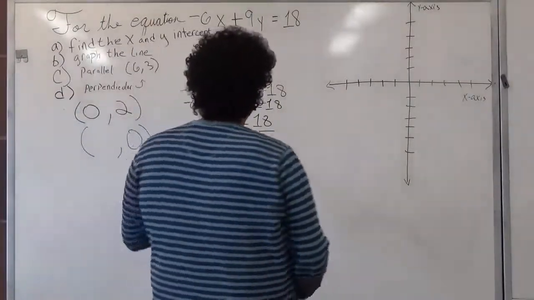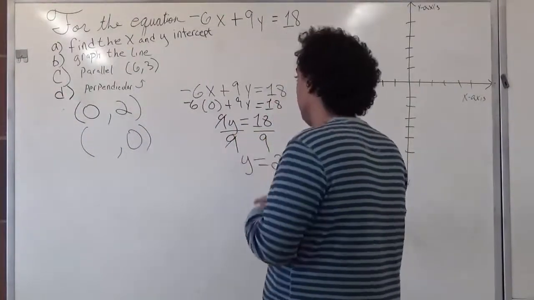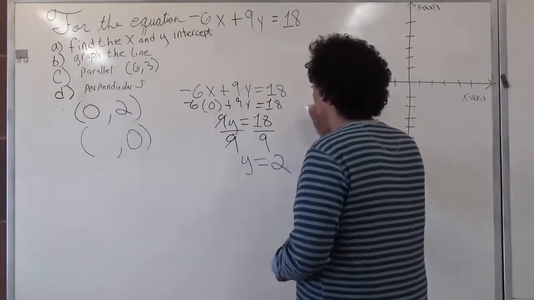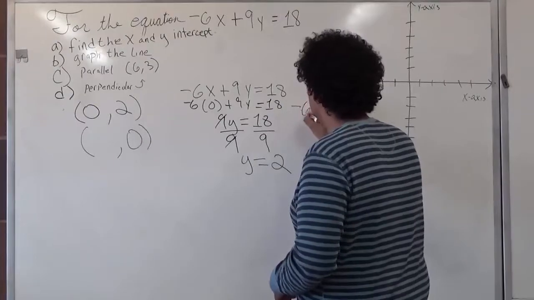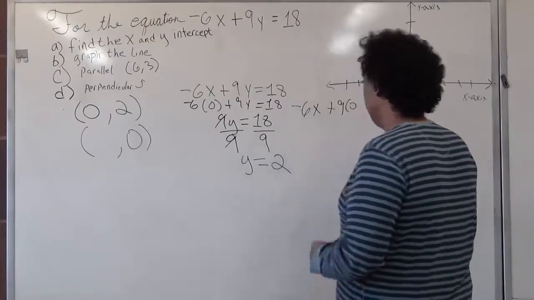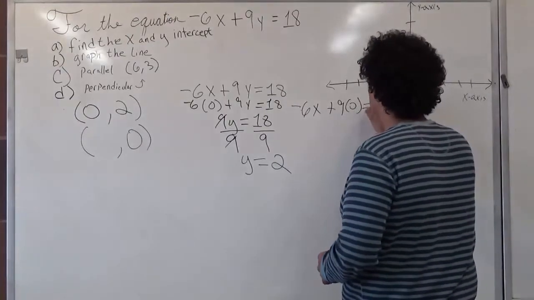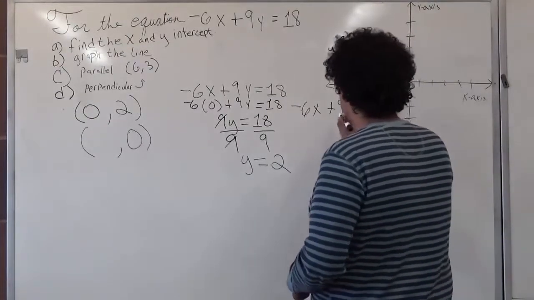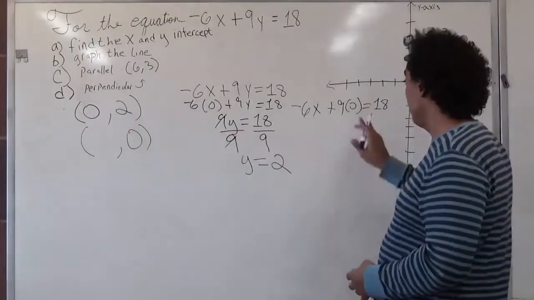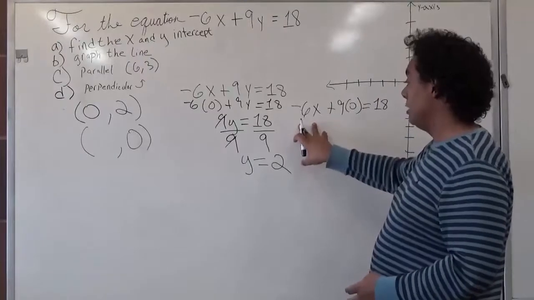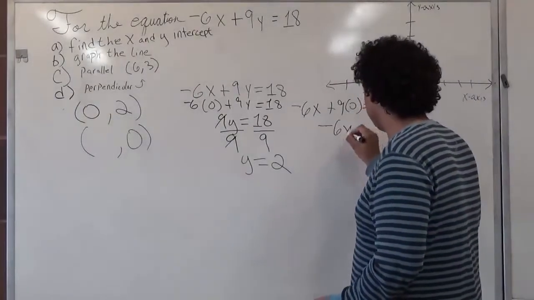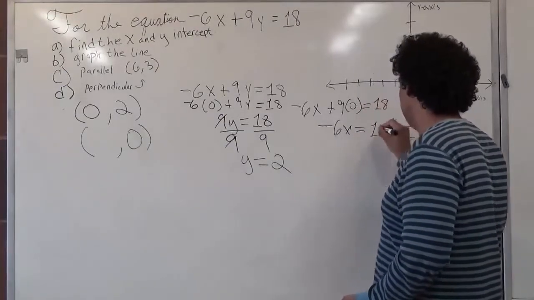Now for our x-intercept, we do the same exact thing, except we're plugging 0 in for our y value. So I'll do it here. Negative 6x plus 9 times 0 is equal to 18. So 0 times 9, again, is going to give us 0, and 0 plus negative 6x is negative 6x. So negative 6x is equal to 18.